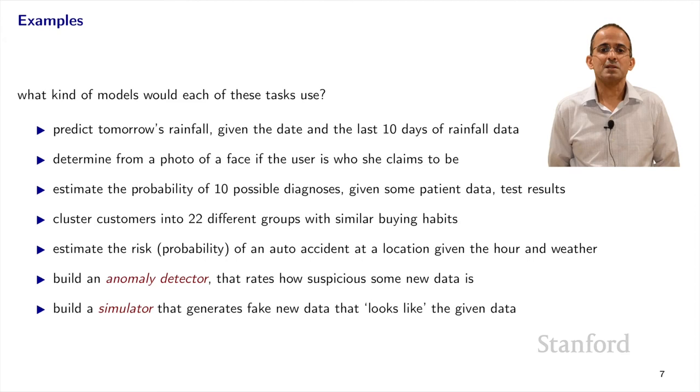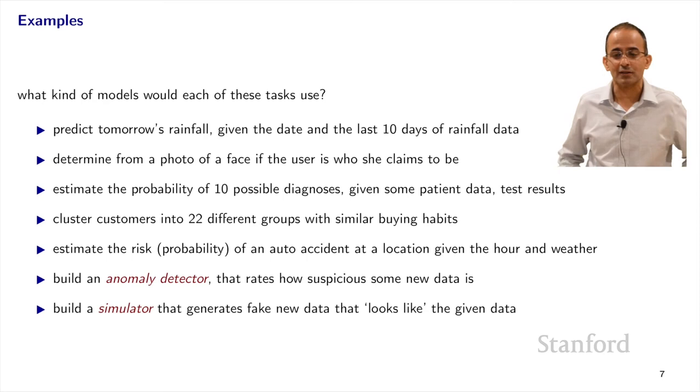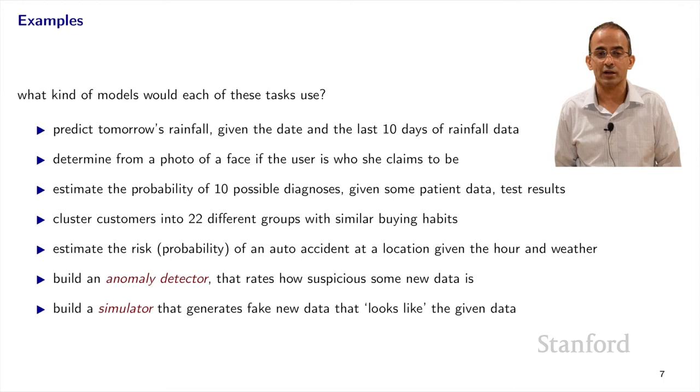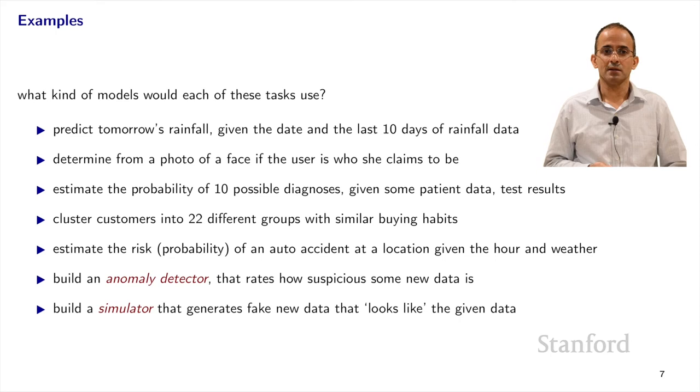The last example is to build a simulator that generates fake new data that looks like the given data. Again, this is unsupervised learning. This is Van Gogh. We've shown the machine learning algorithm a whole bunch of paintings, and it's painting a new one. Of course, this has very specific applications beyond simply making nice pictures for us.